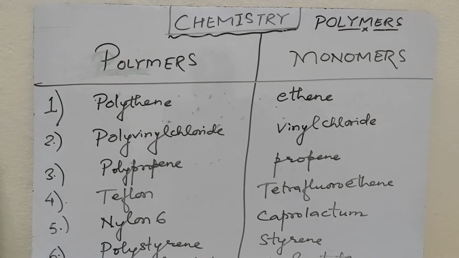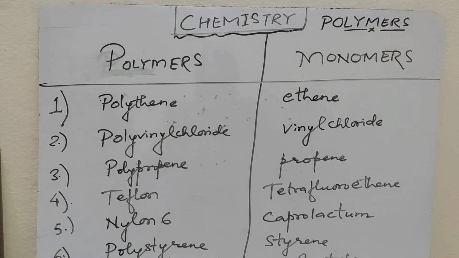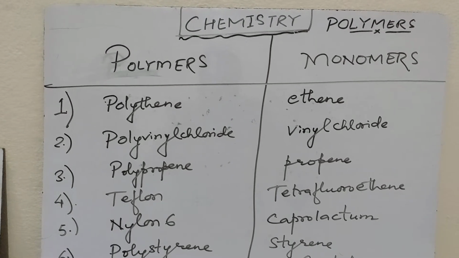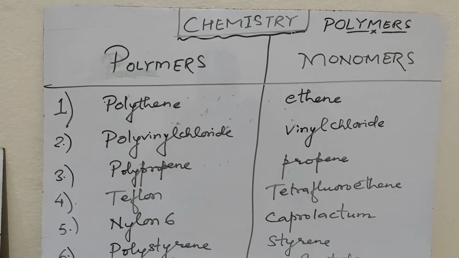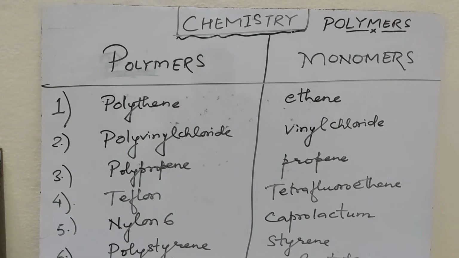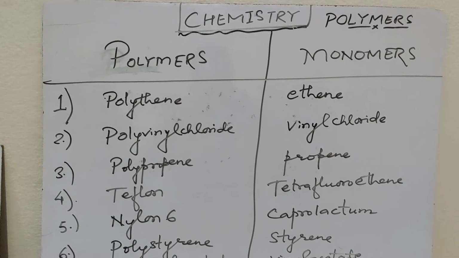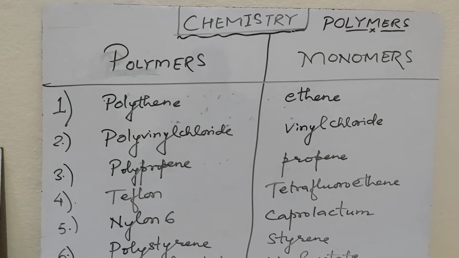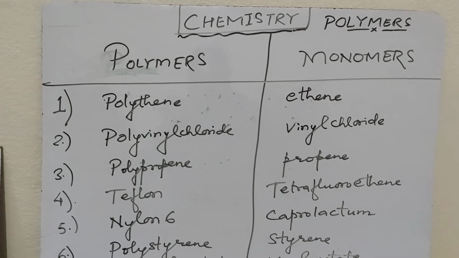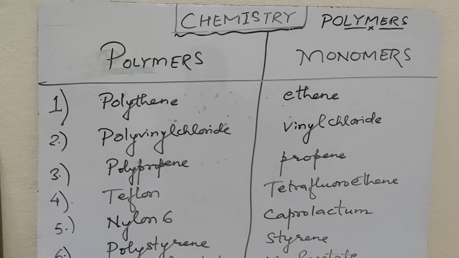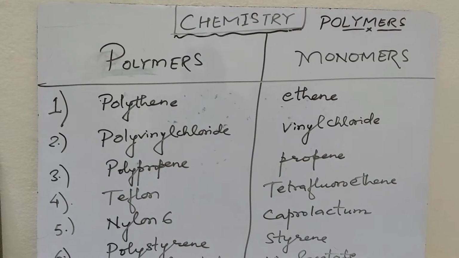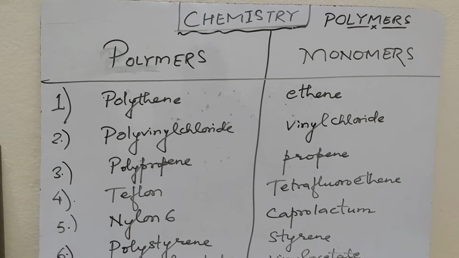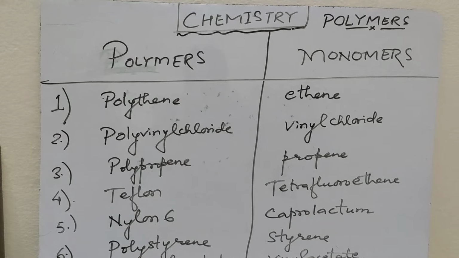So hello students, today I am going to start the monomers of the particular polymers. So first is polythene. The monomer of polythene is ethene. Second is polyvinyl chloride. It is also called PVC. The monomer of PVC is vinyl chloride. Polypropene. The monomer of polypropene is propene. Teflon. The monomer is tetrafluoroethene.